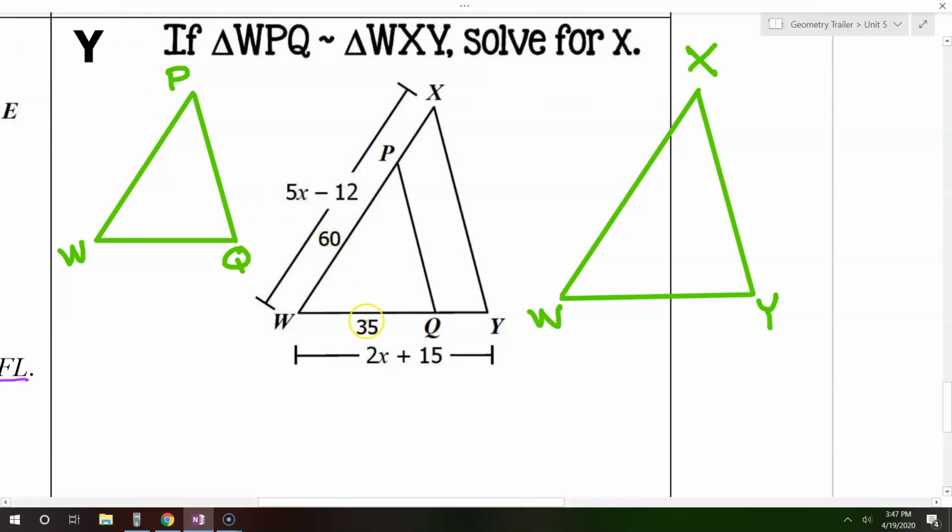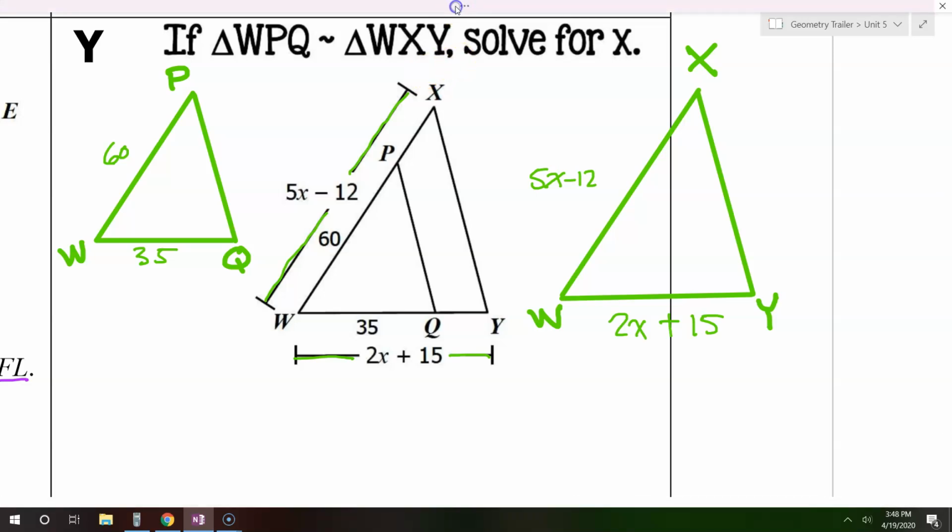Okay, the 60 and the 35 are sides of the small triangle. So I've got 60 and I've got 35. Now how about the large triangle? Notice that these lines reach from one side to the other. That's telling us that the long side WX is 5x minus 12. Similarly, from W to Y, this is telling us that that is 2x plus 15. So we've got 2x plus 15 right here.